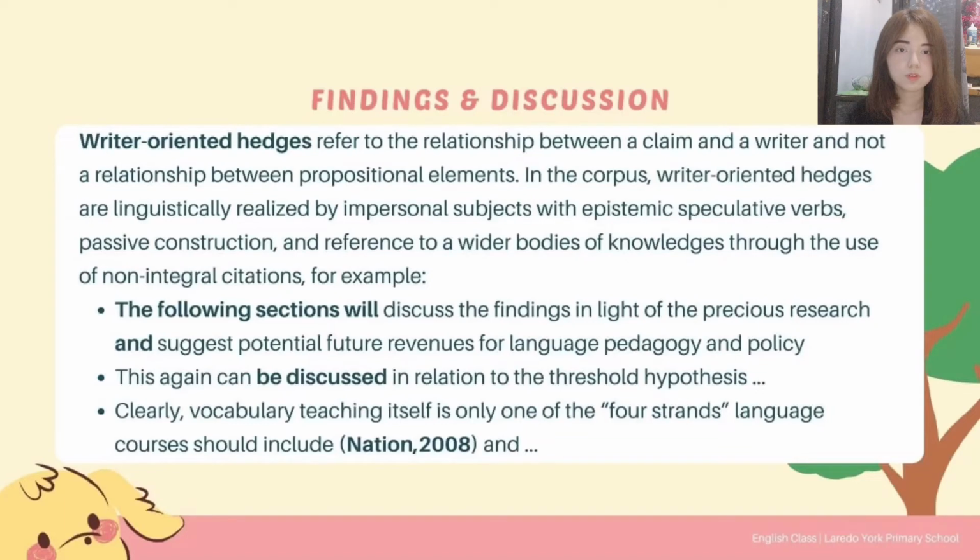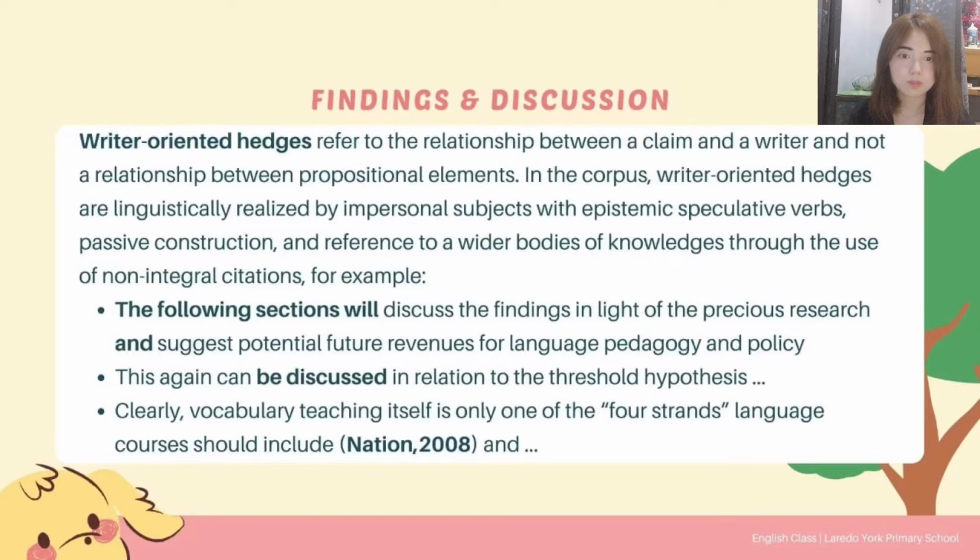Alright, now we'll move on to findings and discussions. There are 4 findings of discussions here. First, we have the writer-oriented hedges. Writer-oriented hedges refer to the relationship between a claim and a writer, and not a relationship between propositional elements. In the corpus, writer-oriented hedges are linguistically realized by impersonal subjects such as epistemic speculative verbs, and then passive constructions, and reference to wider bodies of knowledge through the use of non-integral citations.